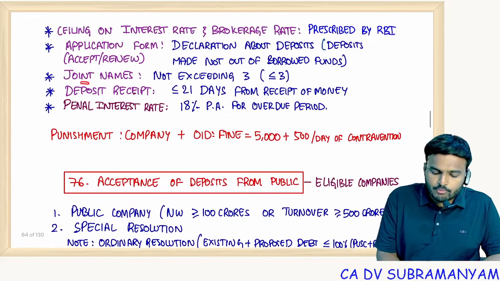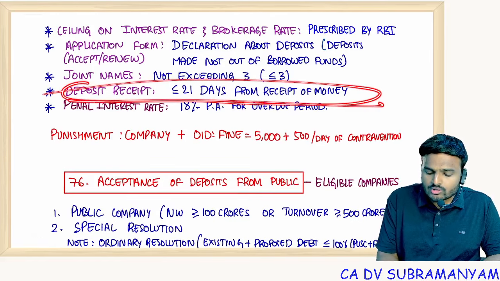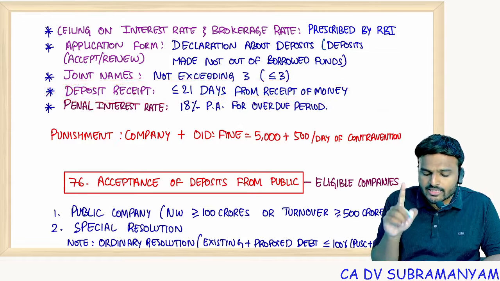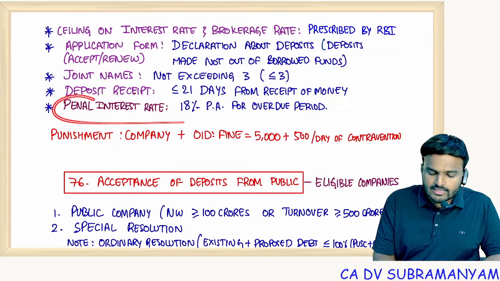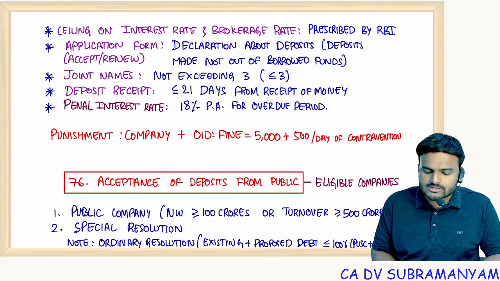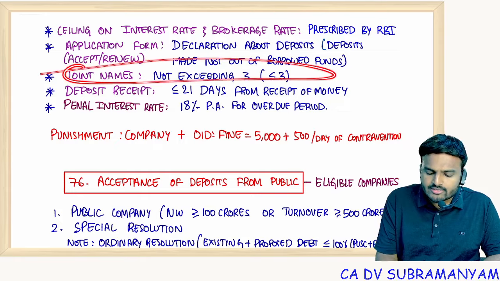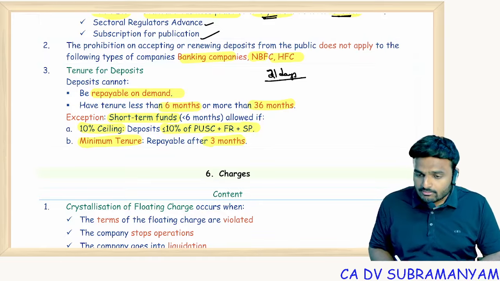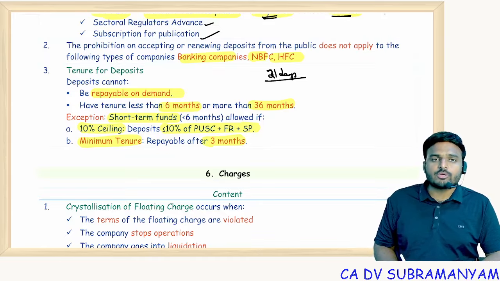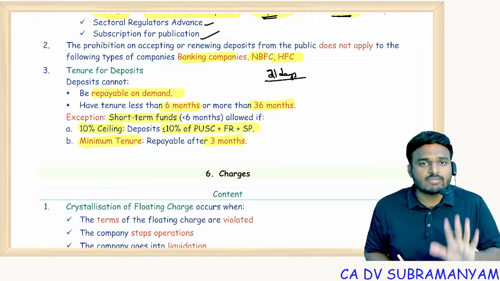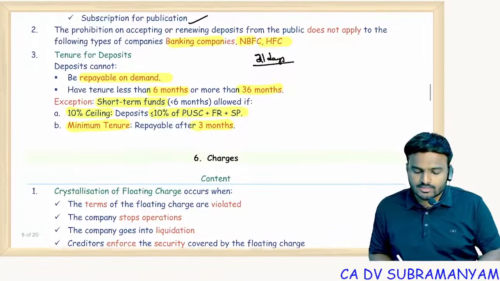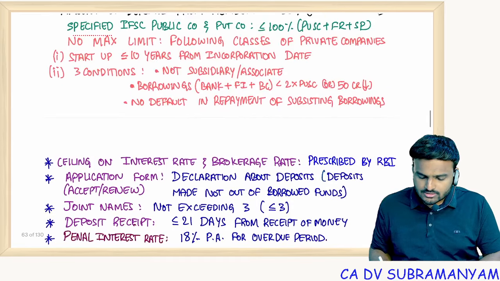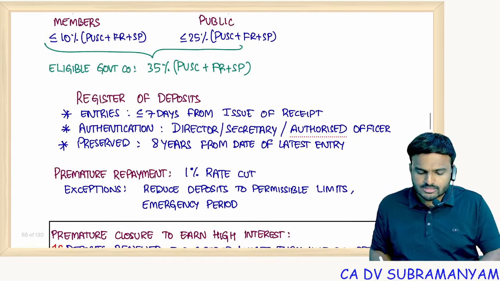Deposit receipt should be issued. This is the point I want to highlight. Deposit receipt should be issued within 21 days from the receipt of money. For delayed payments, penal rate of interest 18% per annum will be added. Joint names not exceeding 3 names. If any person files an application with 4 names, deposit receipt can't be issued with 4 names, maximum 3 names only. Clear everyone?